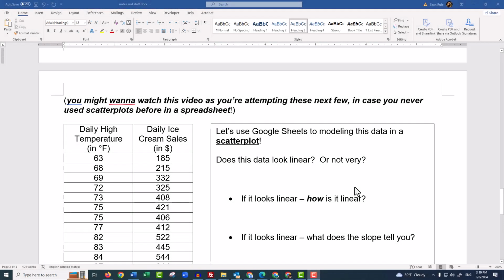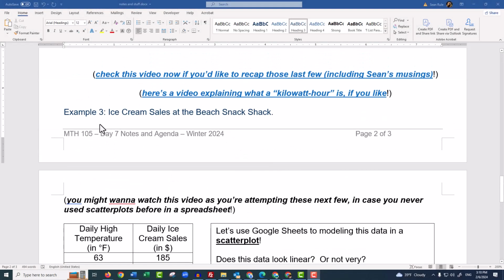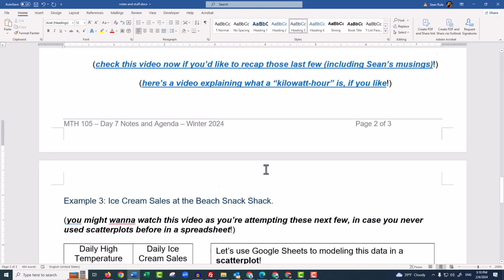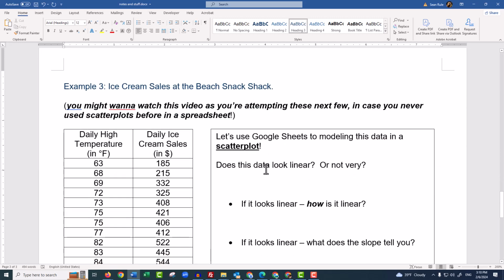Okay, my friends, so here's example 3. We're doing the ice cream sales at the Beach Snack Shack. All right, so this is where it gets, I think, more realistic. The last few examples are fine, but this is where, when people talk about modeling in math classes, they're actually talking about this kind of modeling, which is real life data.